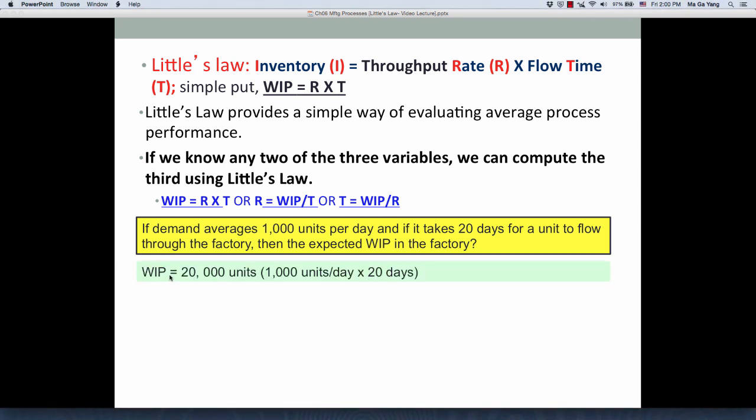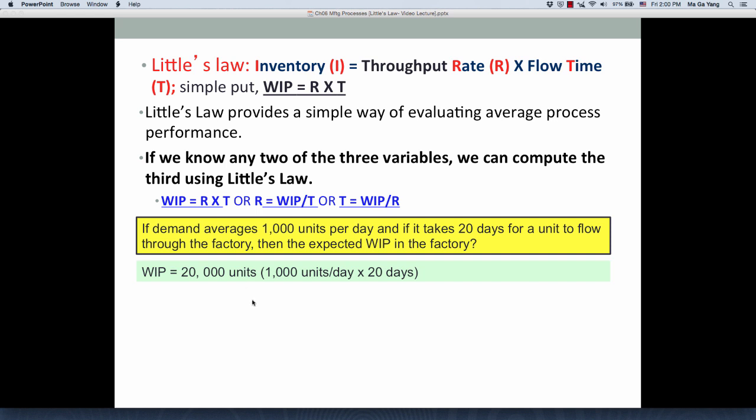So WIP inventory is throughput rate times flow time. The throughput rate is 1000 units per day times flow time of 20 days. That is 20,000 units. That's the work in process inventory in the factory.